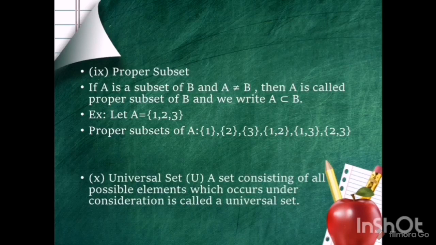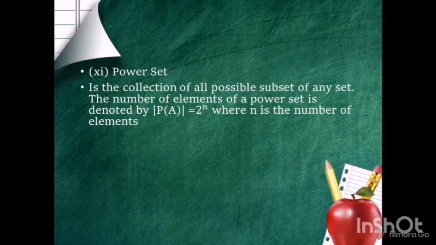Next is the universal set. A set consisting of all possible elements which occur under consideration is called a universal set. Next is the power set. It is a collection of all possible subsets of any set. The number of elements of a power set is denoted by P(A) is equal to 2 raised to n, where n is the number of elements.